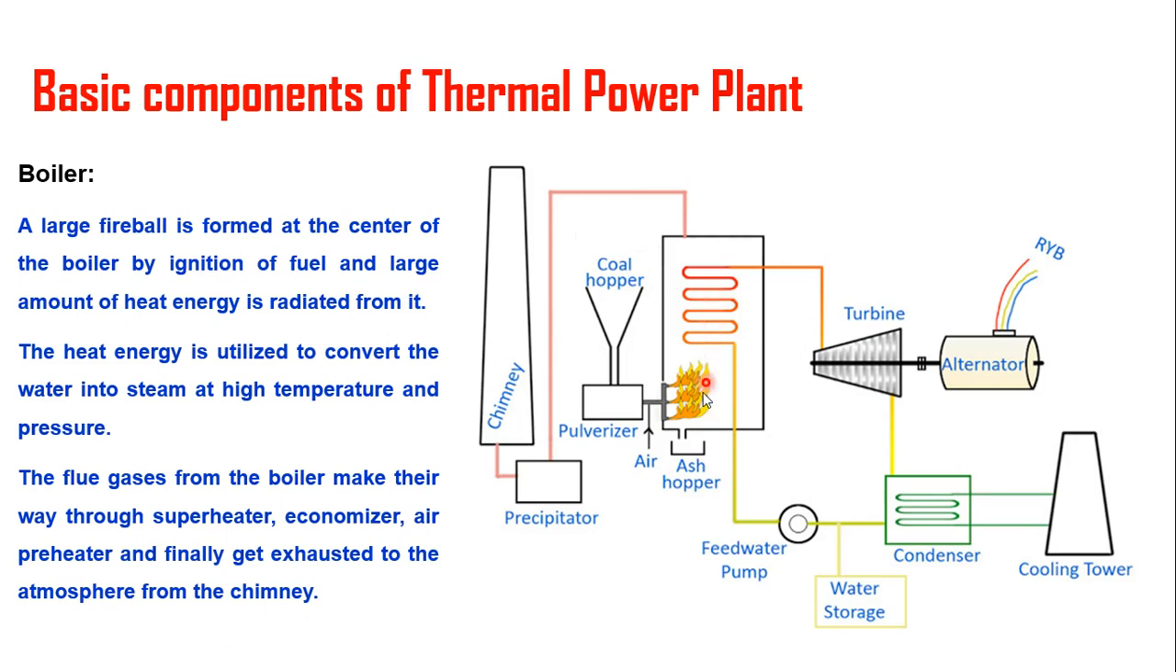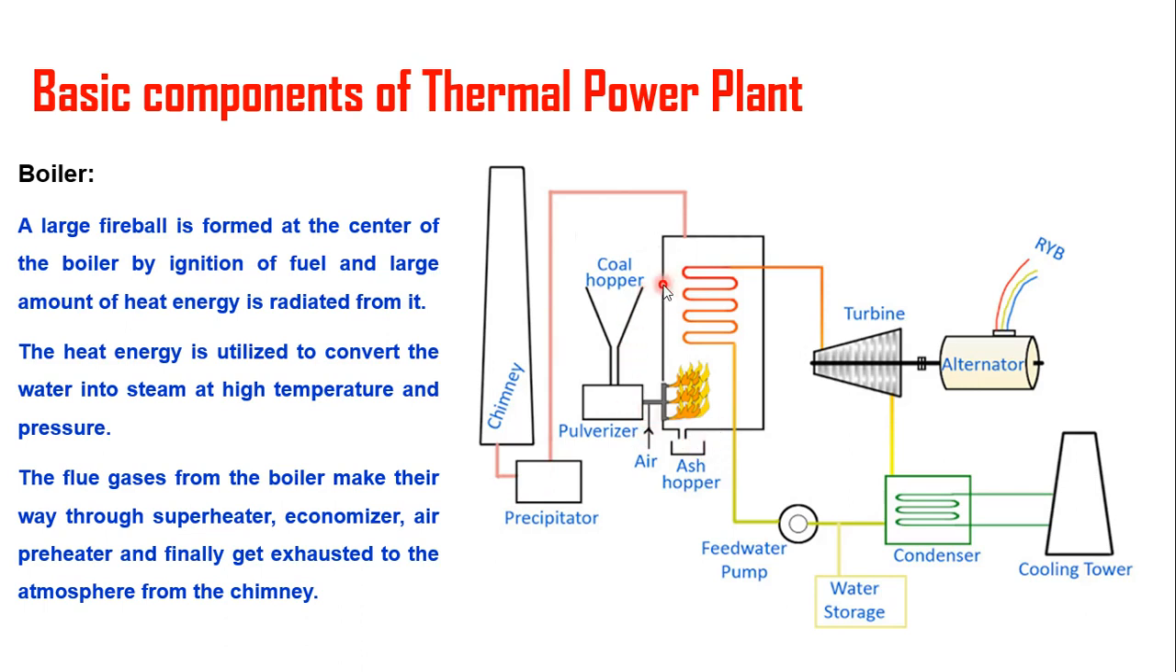Now coming to the flue gases. After burning of this coal, definitely flue gases will come. Here the flue gases are not wasted. They can be used for further processes. How? The flue gases from the boiler make their way through the superheater, economizer, air preheater, and finally get exhausted to the atmosphere from the chimney. This is the path from the boiler to the chimney. Here, the superheater is not shown in the figure.